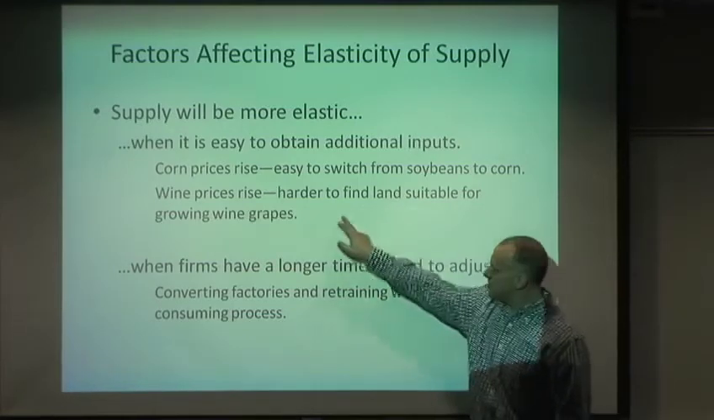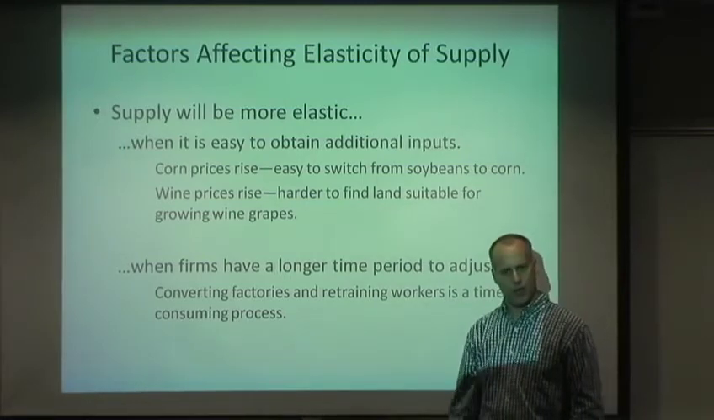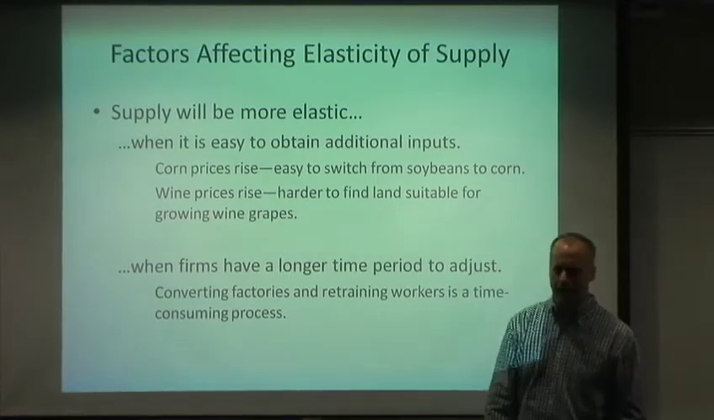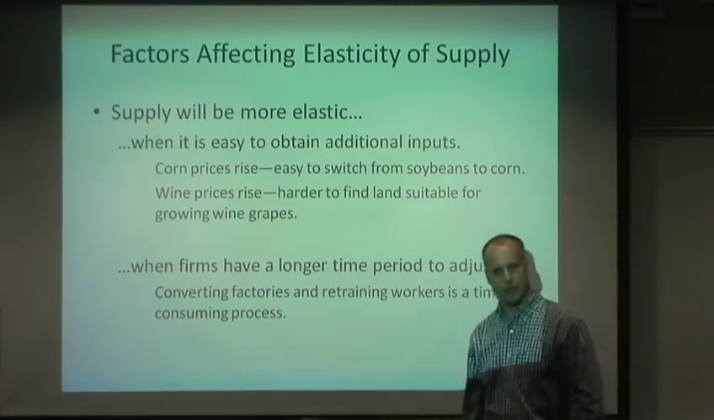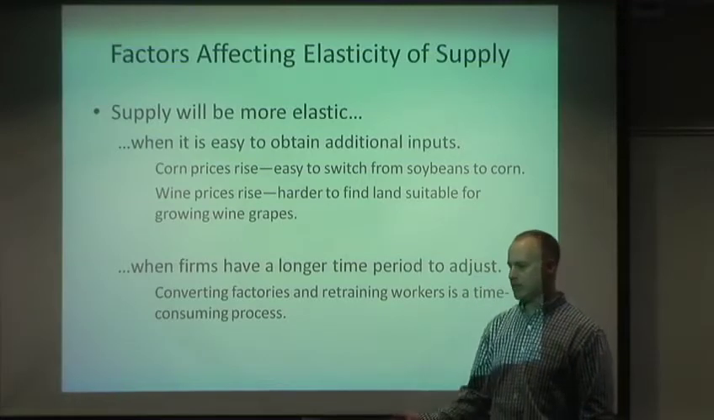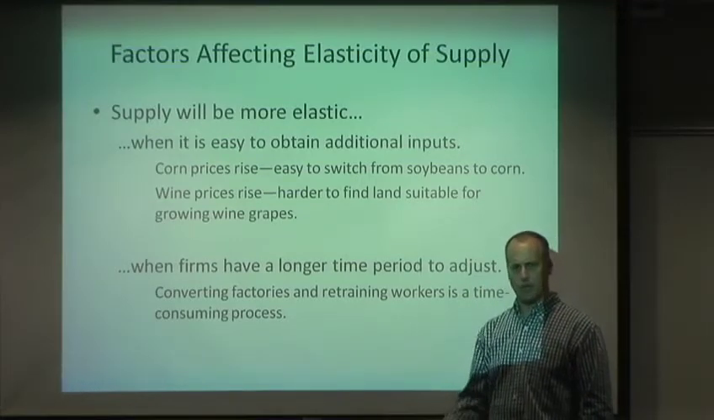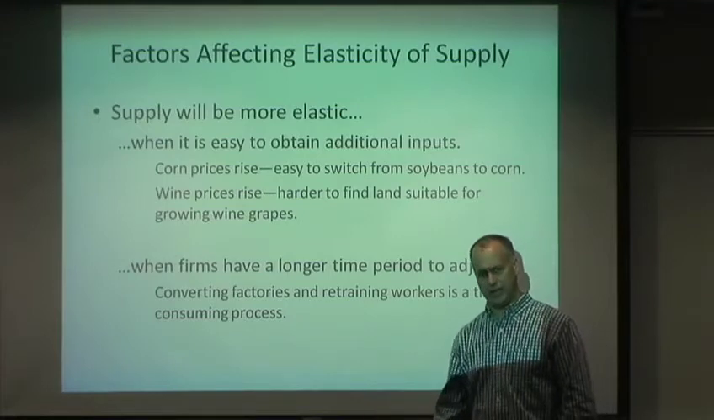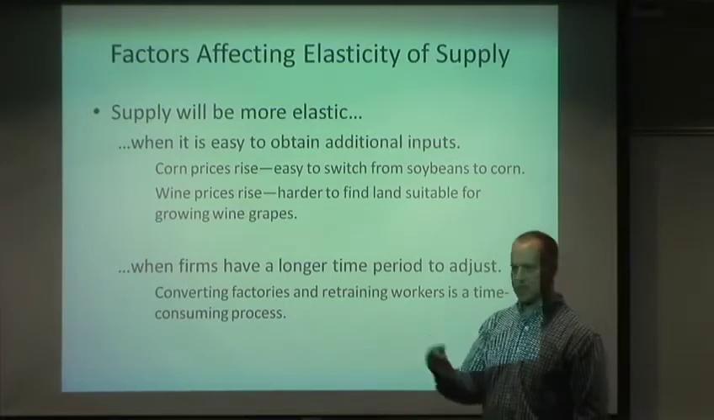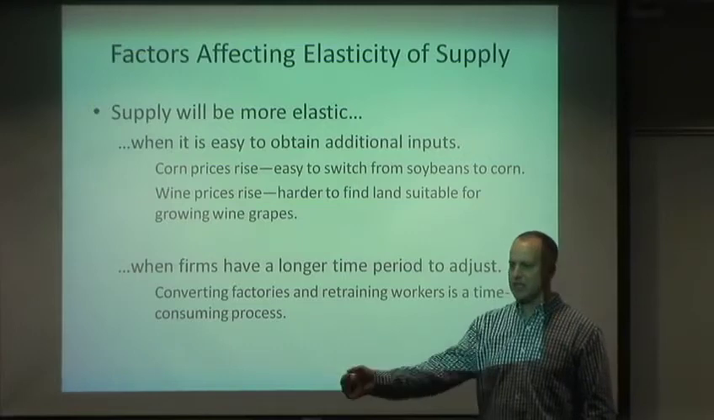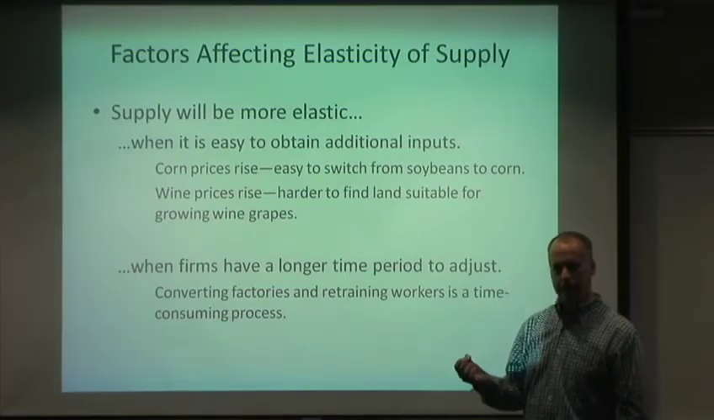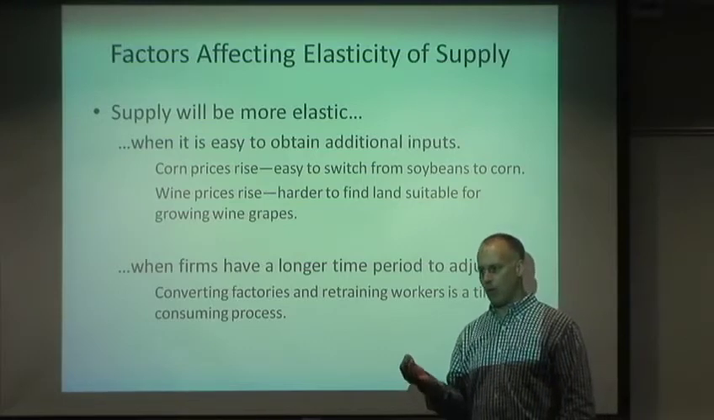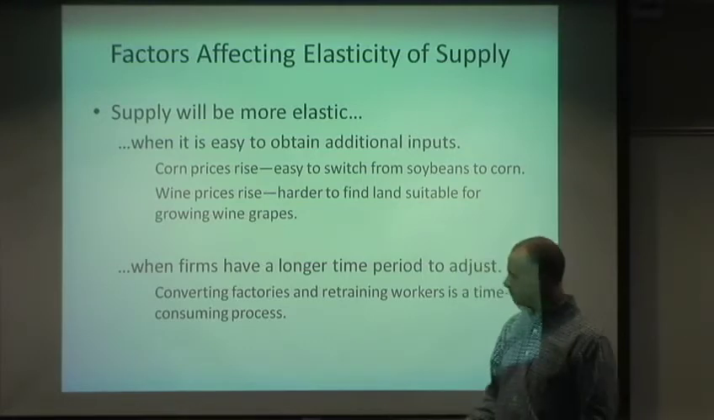It's harder, for instance, to convert land to growing wine grapes in the presence of an increase in the price of wine. Wine grapes tend to grow in specialized areas like Napa, California, and most of that land is already tied up growing Cabernet Sauvignon or Merlot or something like that. It's harder to convert land to grow wine grapes than it is to convert land to grow soybeans. So if inputs are easy to substitute, if it's easy to find new inputs in response to an increase in price, then we get a more elastic supply curve.